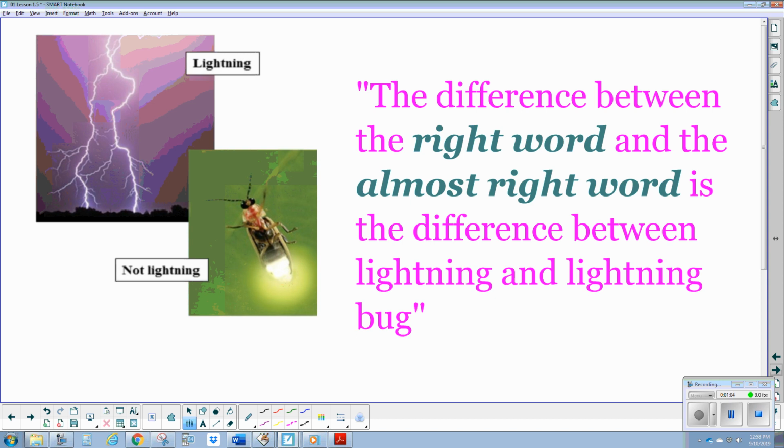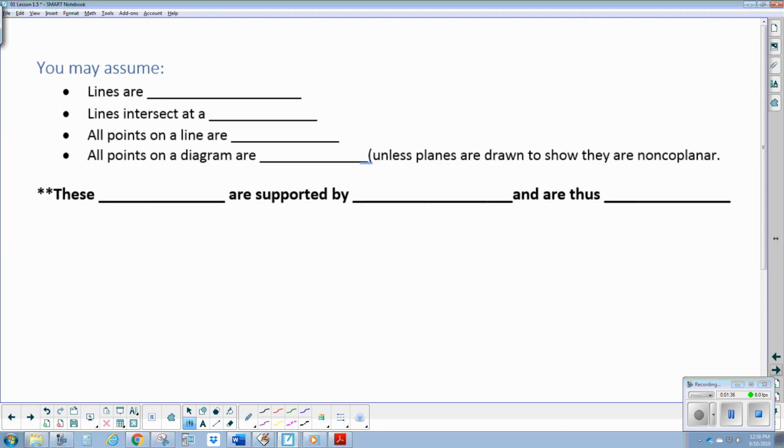So there's this analogy between just words, little words. Bug is just a little word, but the difference between lightning and lightning bugs is very big. So the difference between the right word and the almost right word is just the same as the difference between lightning and lightning bug. So be very careful with your terminology and your vocabulary. That's why we'll assess vocab pretty regularly, almost on a weekly basis, but that is just one example of why it is so important to use the correct terms.